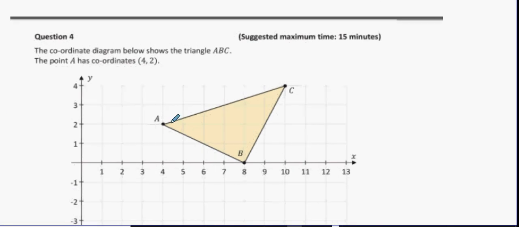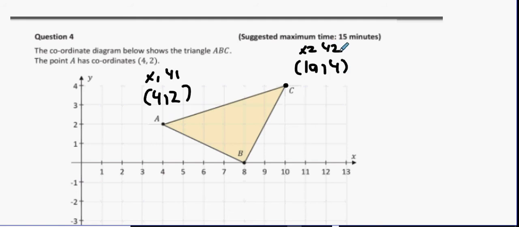You can do it 2 ways. You can do it as 4, 2, and you can say that's x1 and that's y1. And this is 10, 4 and that's x2 and y2. And you can initiate the slope formula. Who did it that way? They already give you an equation. Okay. Just give you a second, it will work.